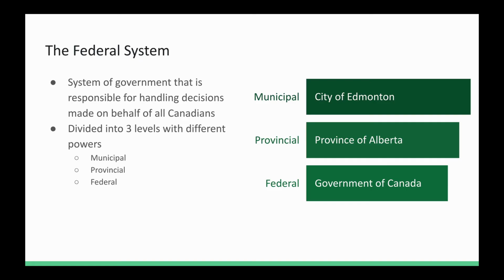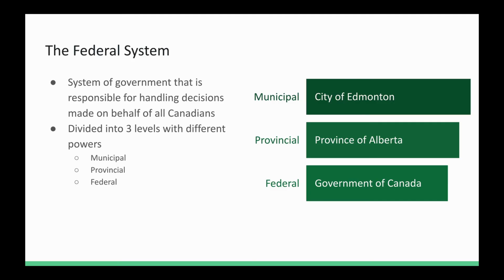We have the municipal level. So take, for example, the city of Edmonton. That is a municipal government. At the provincial level, we have the province of Alberta, or maybe the province of Manitoba, Quebec, Saskatchewan. That is at the provincial level. And then at the federal level, we have the government of Canada.